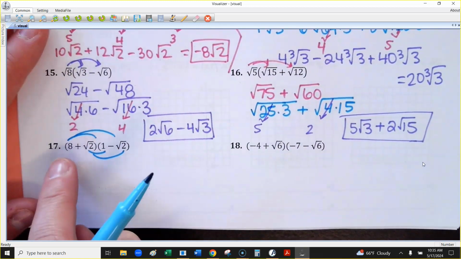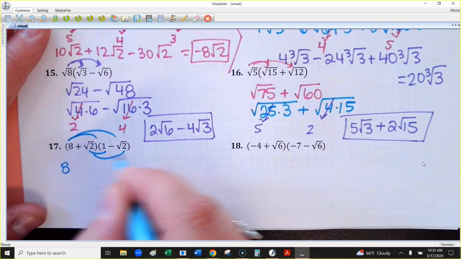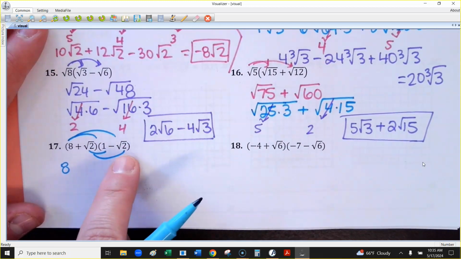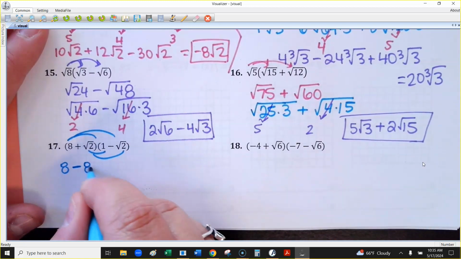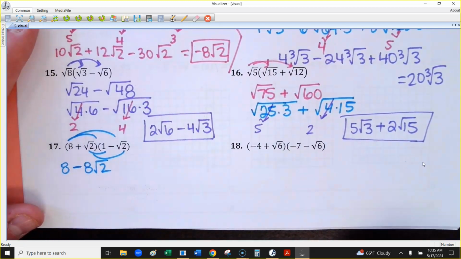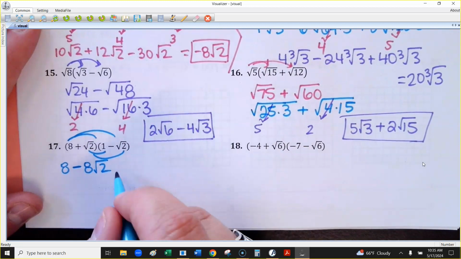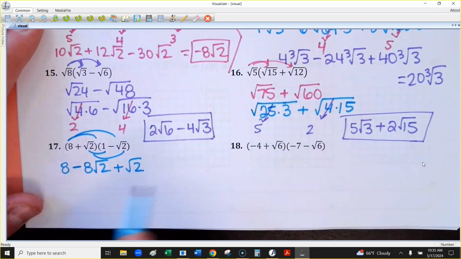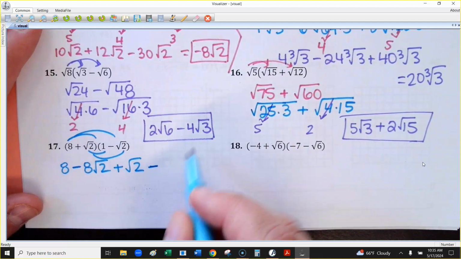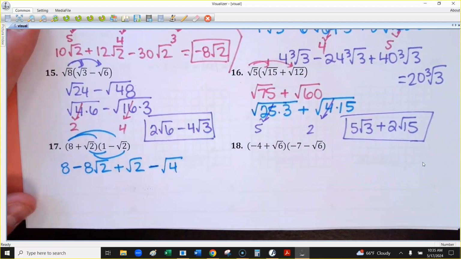So 8 times 1 will be 8, and then that negative in front of the root 2, I'm just going to write a minus 8 roots of 2, you just put the 8 in front of it. All right, then I have square root of 2 times 1, so that would just be 1 square root of 2, or just a square root of 2. And then you have a plus and a minus, so positive square root of 2 times negative square root of 2, this would be minus 2 times 2 is 4.